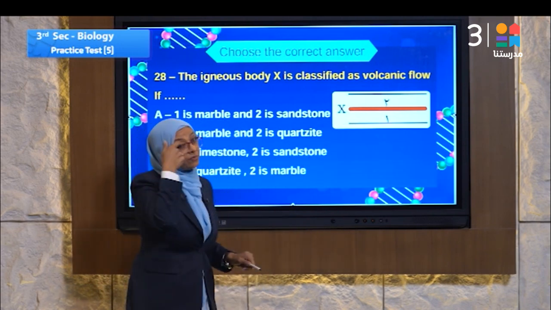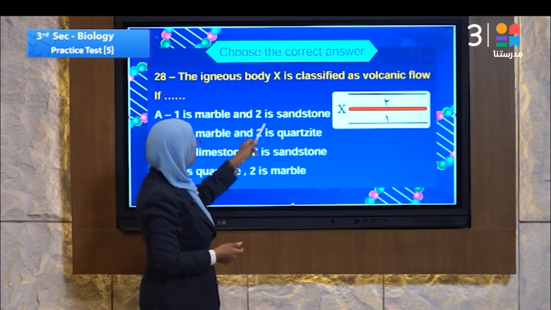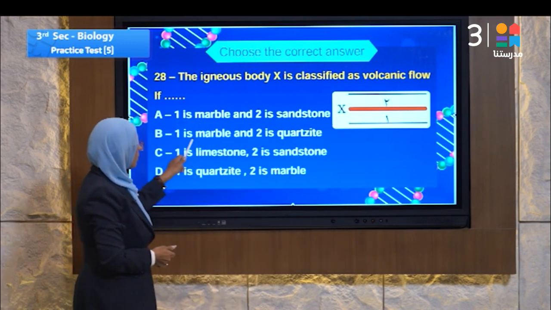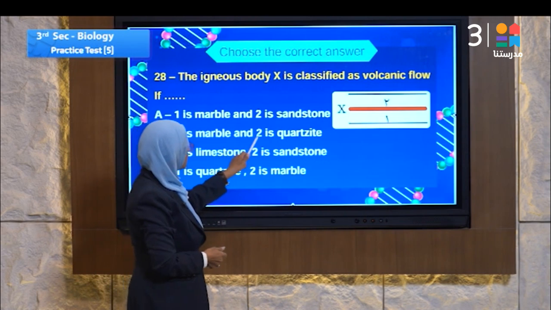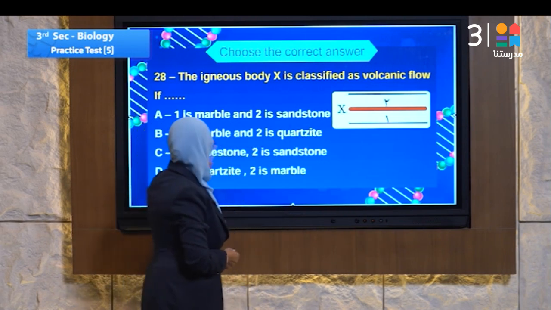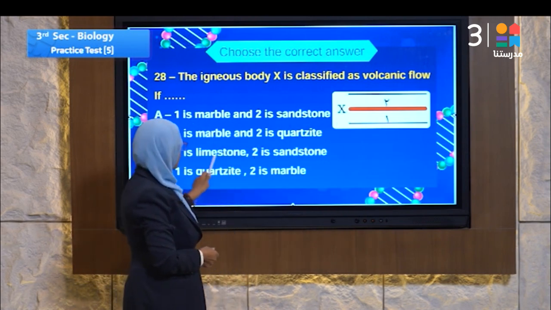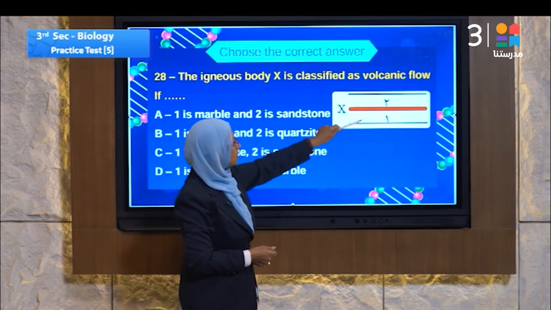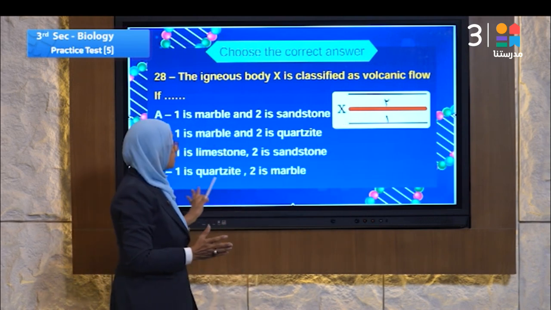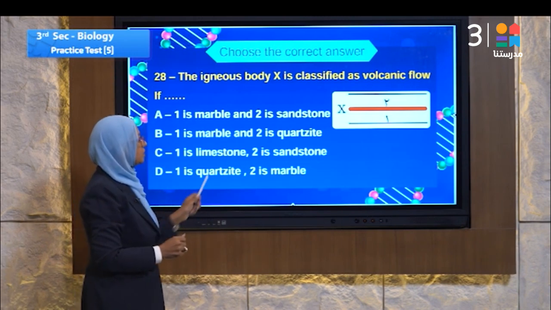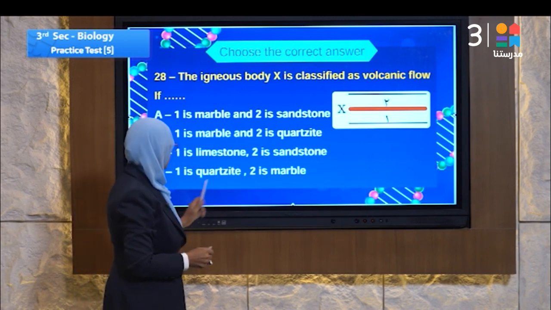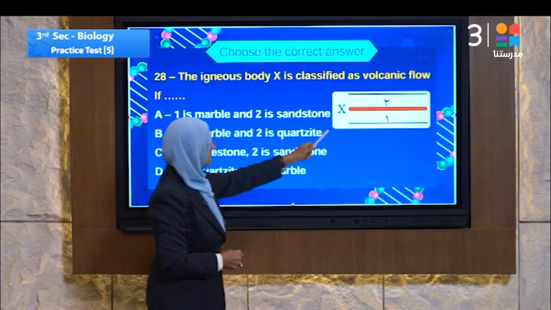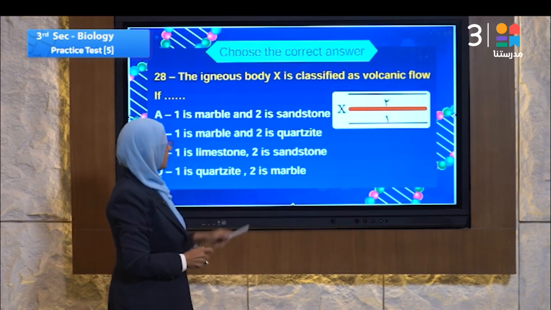Marble is a metamorphic rock, but sandstone is a sedimentary rock. B, 1 is marble and 2 is quartz. C, 1 is limestone and 2 is sandstone. Limestone and sandstone is not correct because they are 2 sedimentary rocks. D, 1 is quartz and the other is marble.